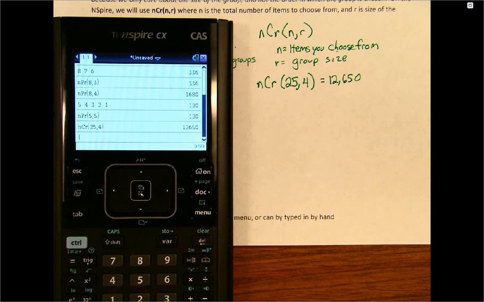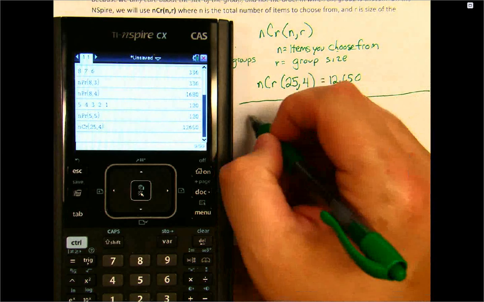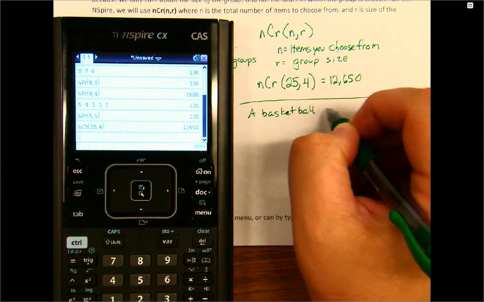Another example, even though the Pistons are out of it, another example that I like to use is a basketball roster has, say, 13 players.